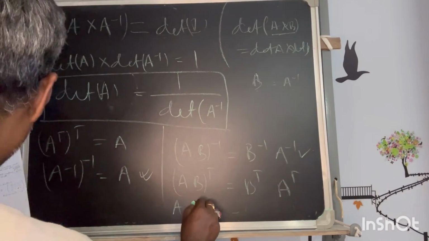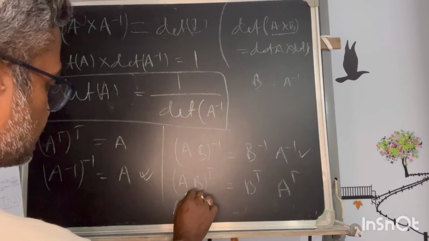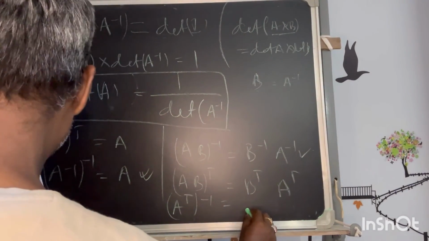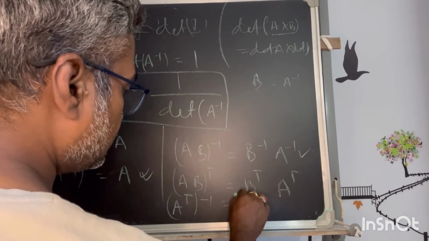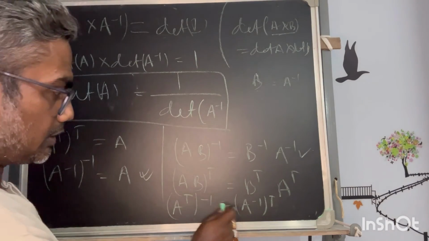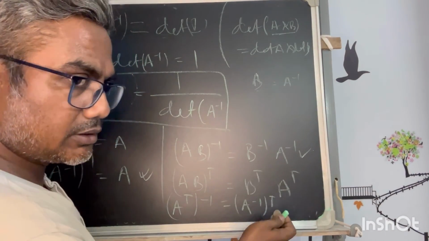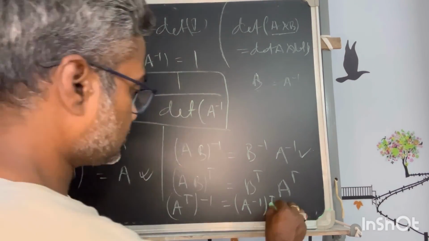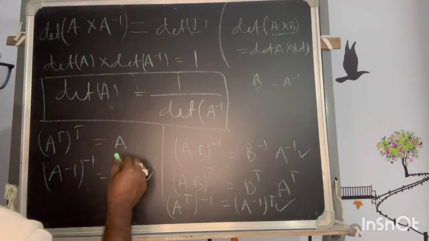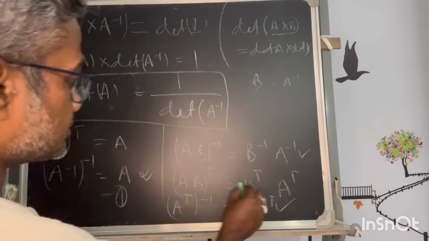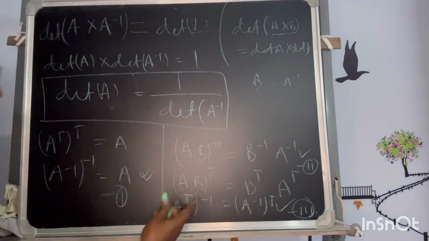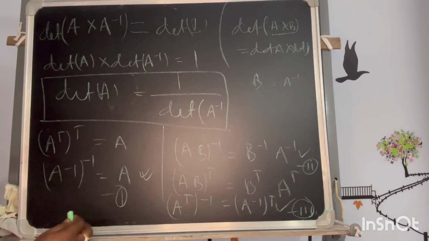The third is A transpose inverse. This is a mix of these two. You can do either. If you have to calculate A transpose inverse, first you can do the transpose and then make the inverse, or the other way, and that will give you the same result. So these are the three corollaries or byproducts of this. The first one is this one, second one is this one, and third one is this one. So these three I will prove, or you can prove yourself by taking some example.